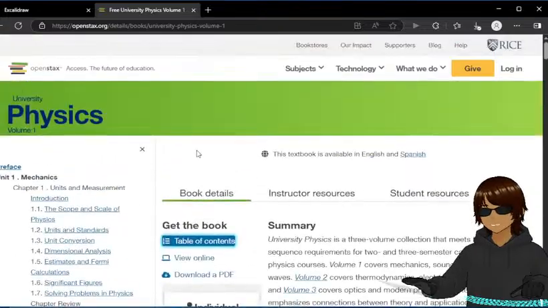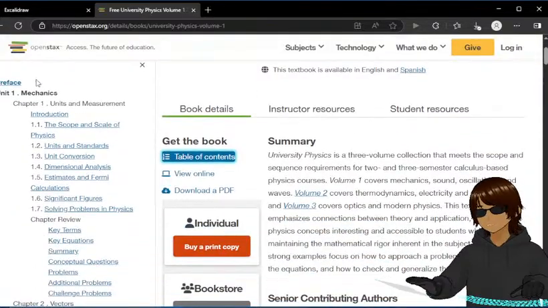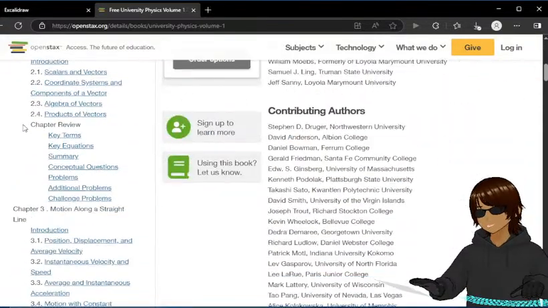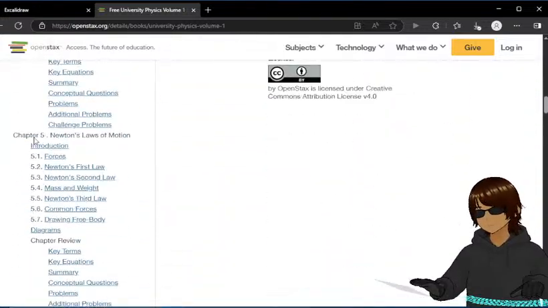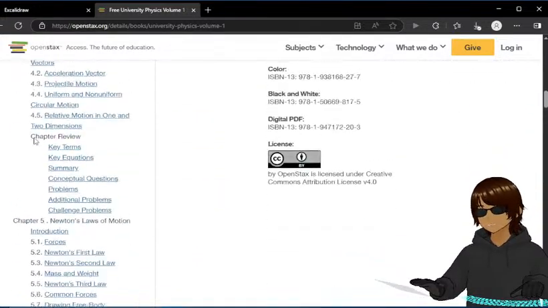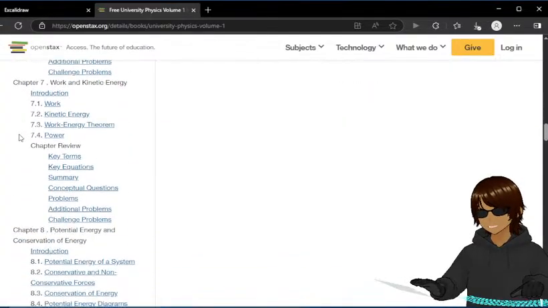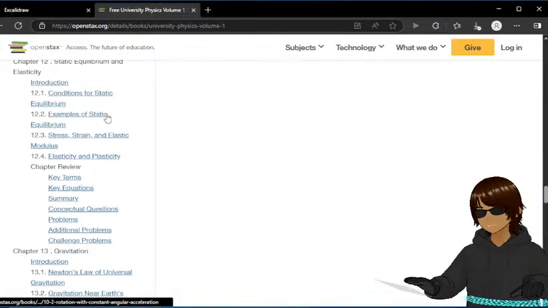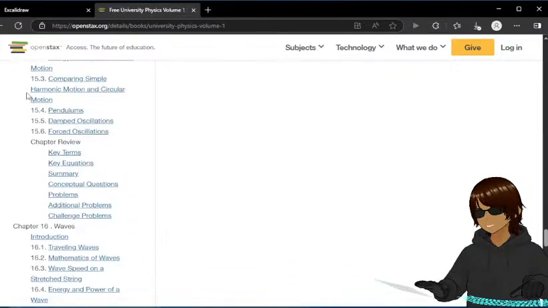So I'm going to be reading University Physics, Volume 1. I finished mechanics. Well, I finished reading mechanics. Not all of mechanics. I think up till applications of Newton's laws, and I was in work and kinetic energy. This entire book is just 2 units.